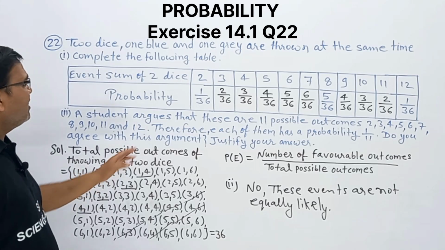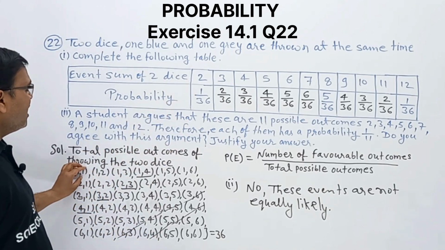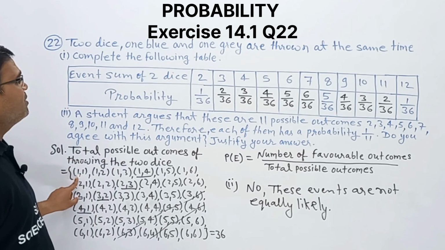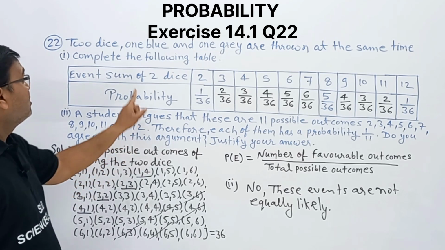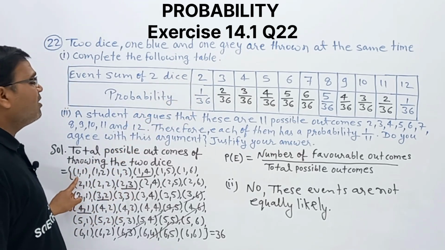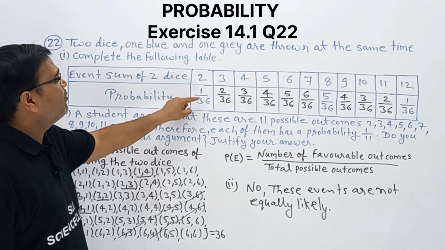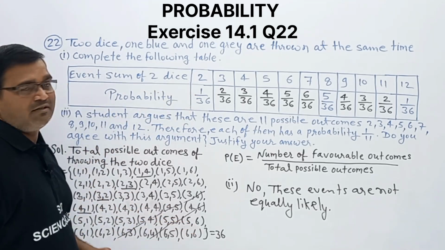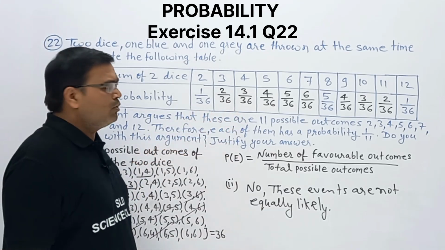So like one example, sum 2. Only one outcome, 1 comma 1, gives sum 2. So number of favorable outcomes will be what? 1 upon total possible outcomes 36. Clear? Like this, we follow this process and solve.